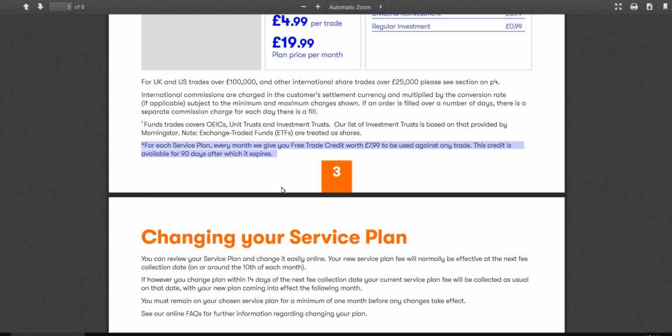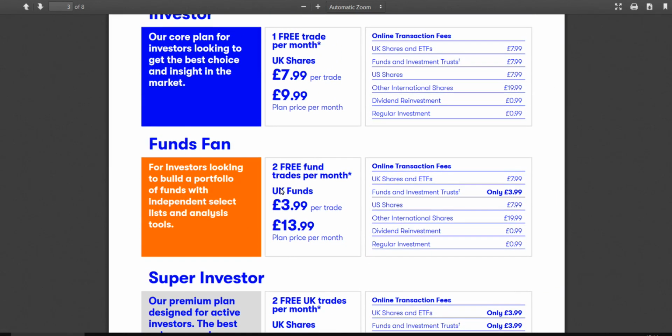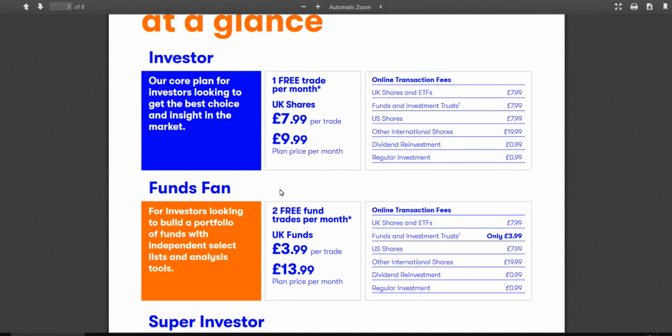This credit is available for 90 days, so you don't exactly get 12 unless you use them in a certain time frame. But I've used 12 in my spreadsheet just for the sake of getting some comparison numbers there. But when you come to the second plan, you still get this. The way they've worded it is weird because you don't get 2 free funds. You get £7.99 of credit, which does equate to 2 free fund trades. But you don't have to do that. You could just do 1 UK share and ETF trade if you wanted, like you do in the investor plan.